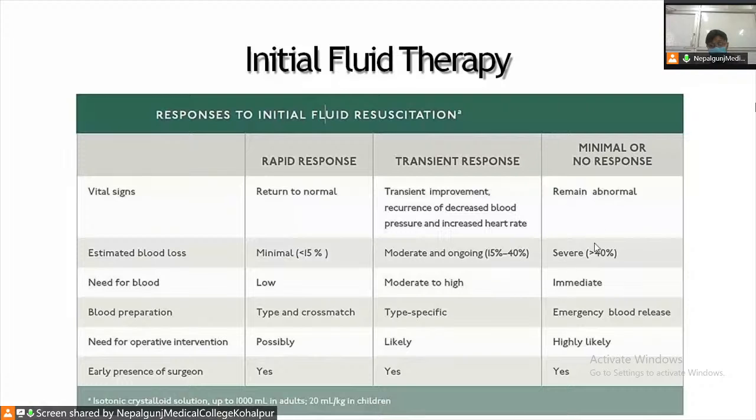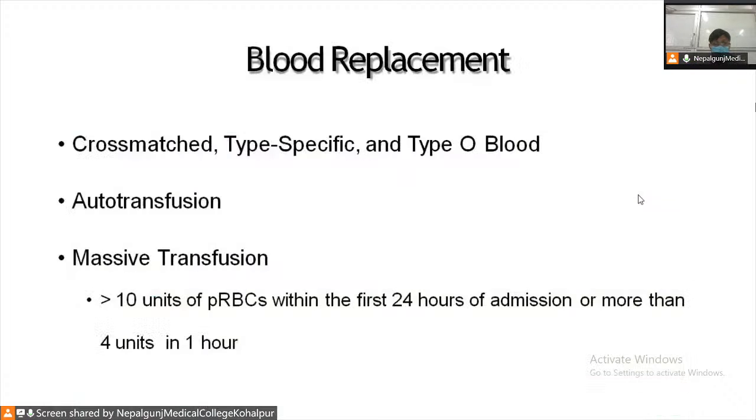If there is minimal or no response, it indicates severe blood loss and immediate blood transfusion is required. And emergency blood is given, and O negative blood is transfused. Usually this is done in minimal or no response cases.